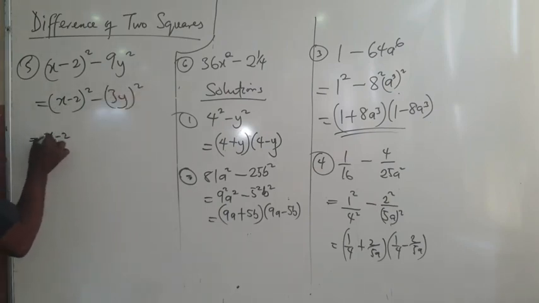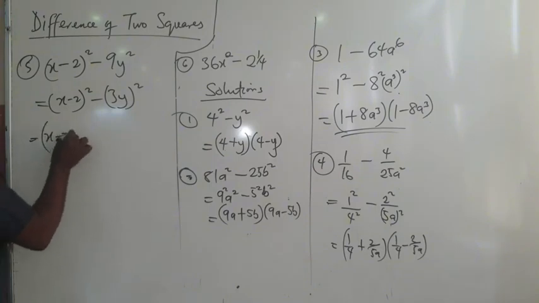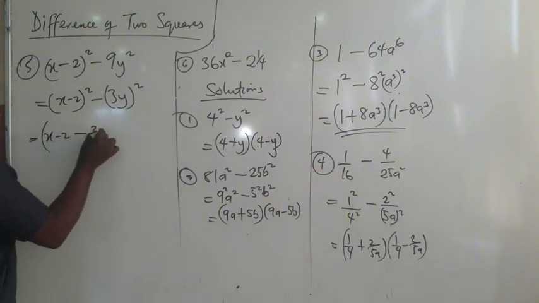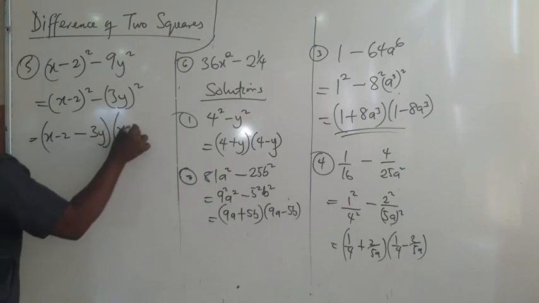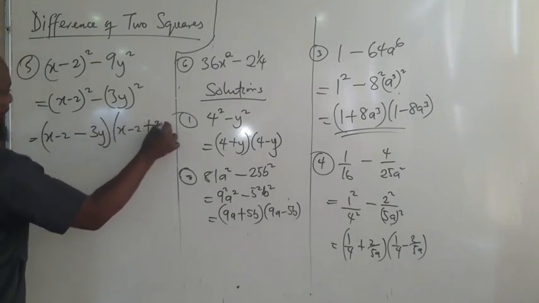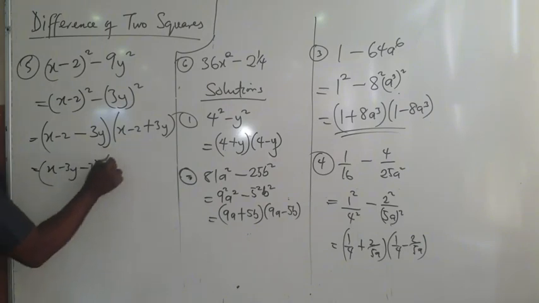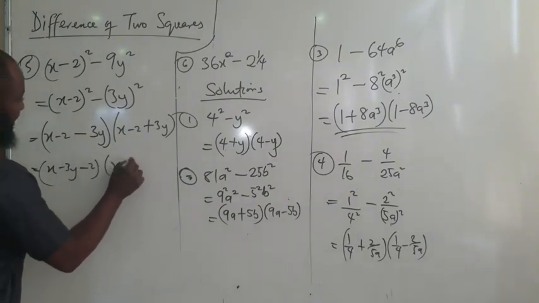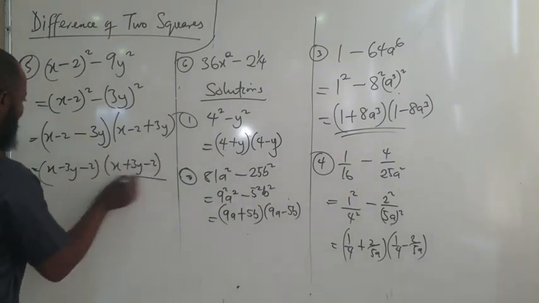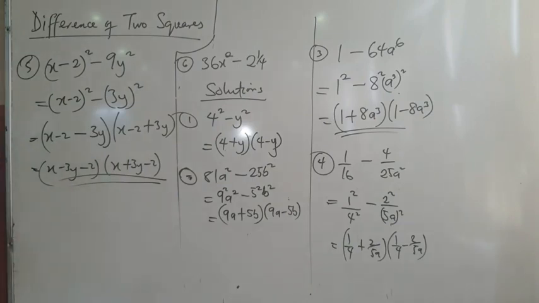So our answer will then be x minus 2 minus 3y, then x minus 2 plus 3y. Are you with me? That is the answer. You can't do more than that. So we can rewrite this as x minus 3y minus 2, then x plus 3y minus 2. Still the same thing. All this is very clear.